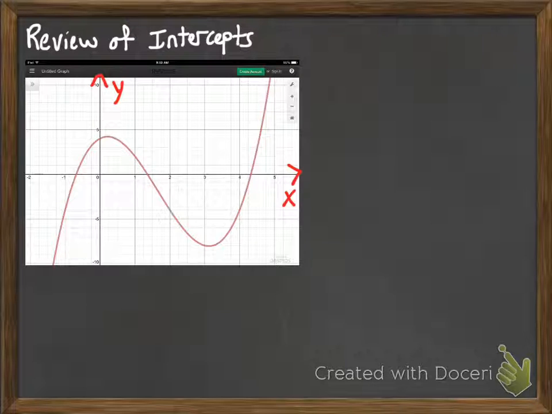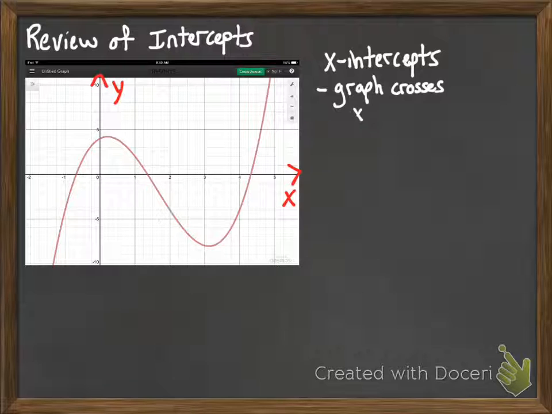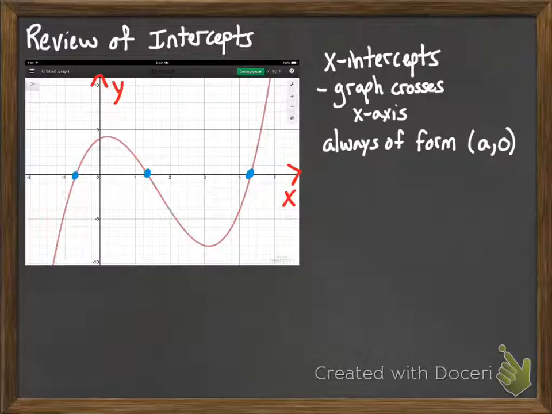So labeling our x and y axes. X-intercepts are those points where the graph crosses the x-axis. So if I go to the graph here, I can mark the points where the graph crosses the x-axis. Those would be x-intercepts. And we always write those of the form, whatever number that is for the x value, comma 0. The y value on x-intercepts is always 0.